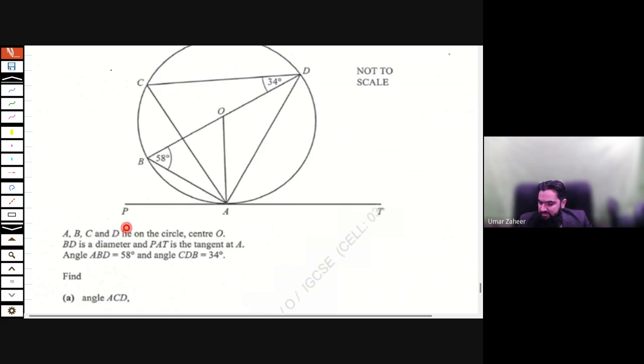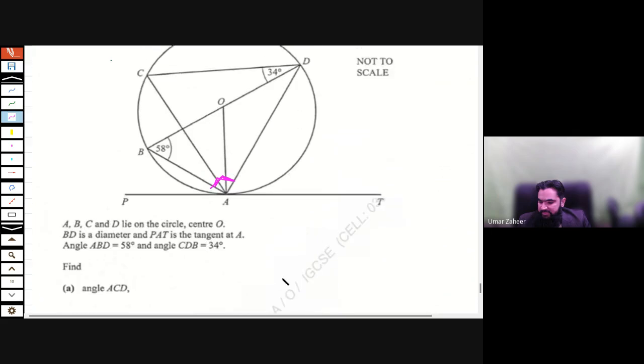Okay, A, B, C, D lie on a circle. They are not making a quadrilateral here. BD is a diameter. BD is a diameter means every subtended angle from this one will always be 90 degrees, because we know that the angle subtended by the diameter is always 90 degrees. So we are pretty sure this angle must be 90 degrees.